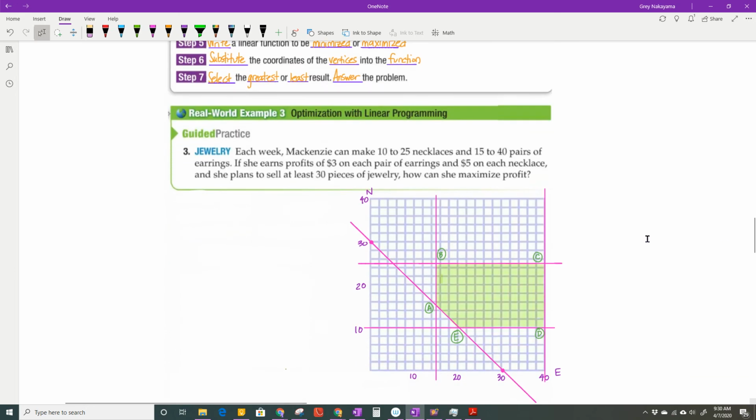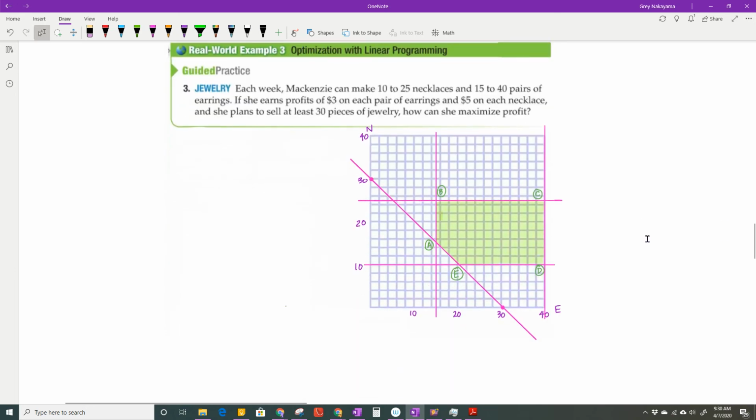Okay, so here's an example. This is the last problem. Each week, Mackenzie can make 10 to 25 necklaces and 15 to 40 pairs of earrings. If she earns a profit of $3 on each pair of earrings and $5 on each necklace, and she plans to sell at least 30 pieces of jewelry, how can she maximize profit?